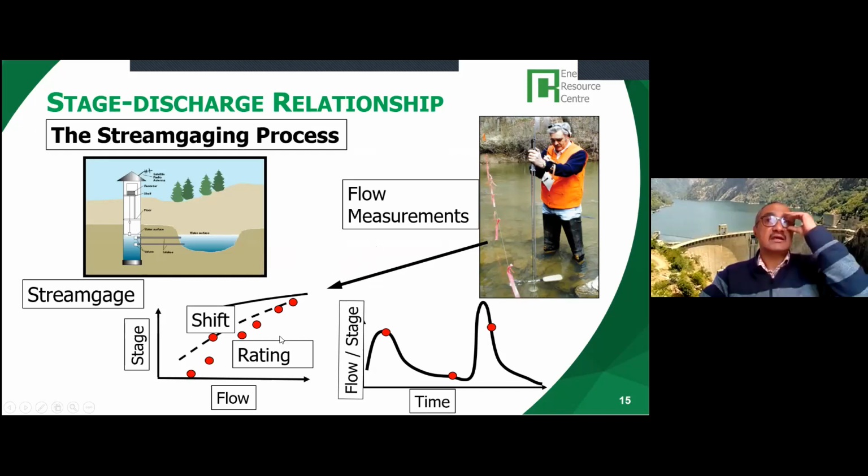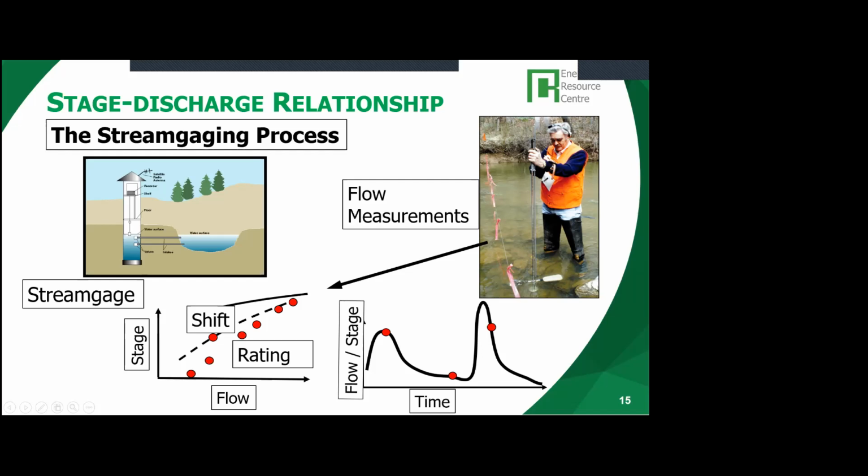The red spots are where you go to the river. This person is making a flow measurement using a current meter. The river is not very high, so you can do it by what is known as the wading method. But if the river is high, the depth of the river can be more than your height. In that case, you have to use other methods, using a current meter with cableways.